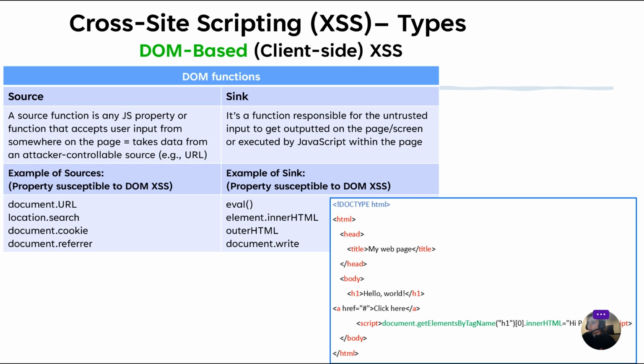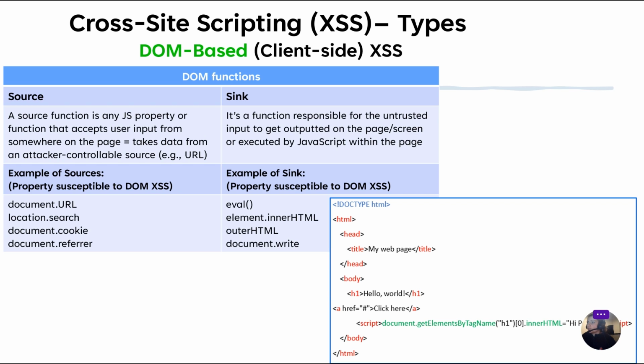All right, and this is one example for the DOM document where we can see a fraction of the document, my web page, hello world, click, and we can see this function document.getElementsByTagName. So this method returns basically a live HTML collection of elements with the given tag name.